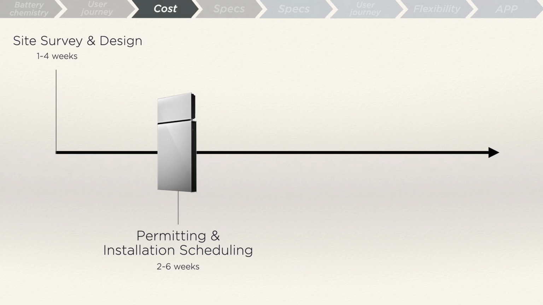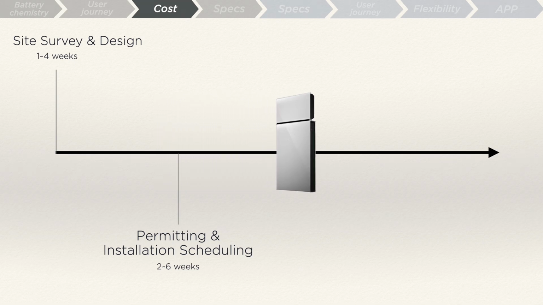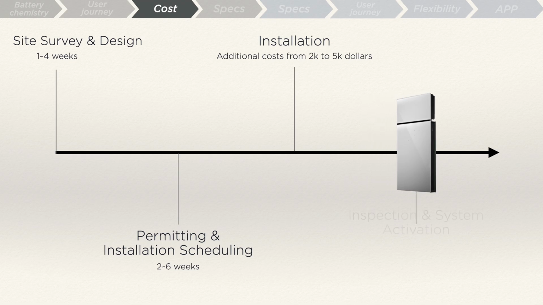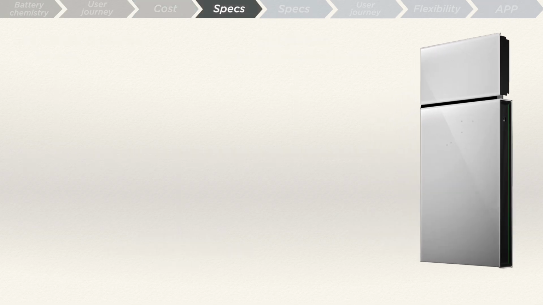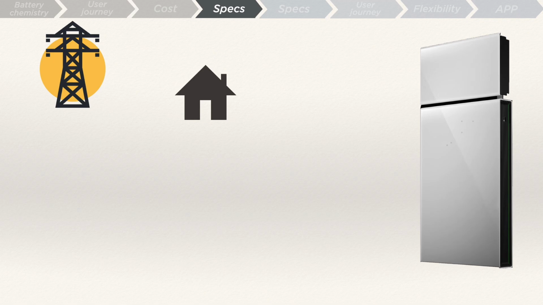How about the cost? The installation includes the price of the battery, but there may be additional costs for hardware, electrical upgrades, and permits, which can range from $2,000 to $5,000 or more. Your journey culminates in an inspection and system activation, ensuring the unit's continuous and peak power capabilities are seamlessly integrated into your home energy setup.